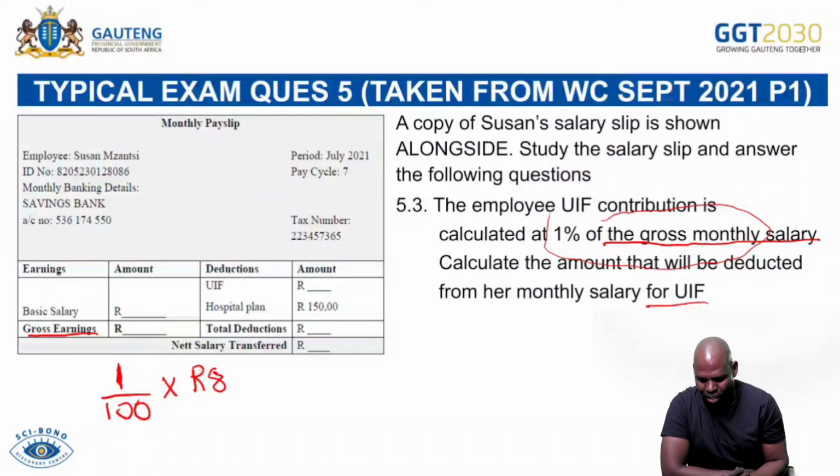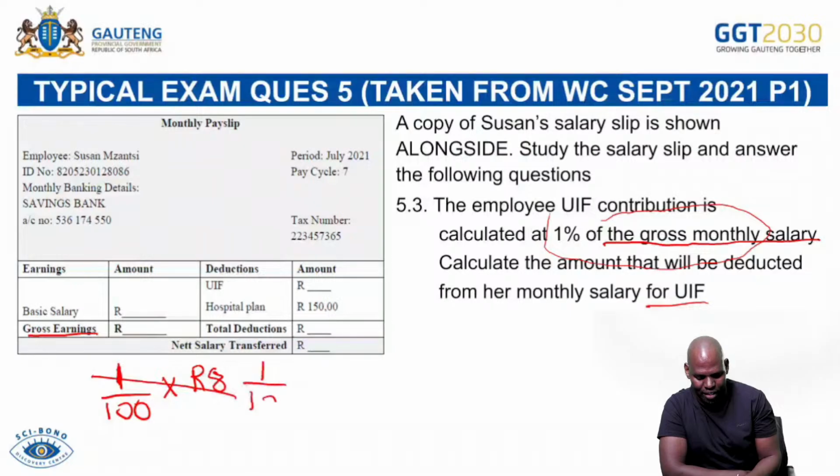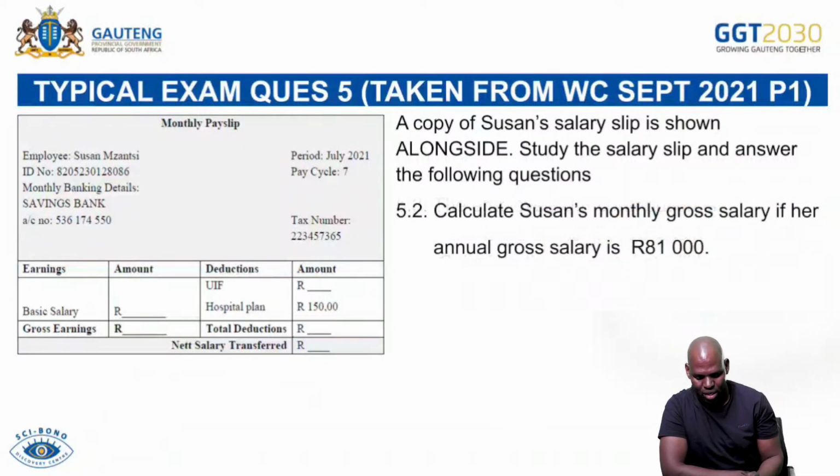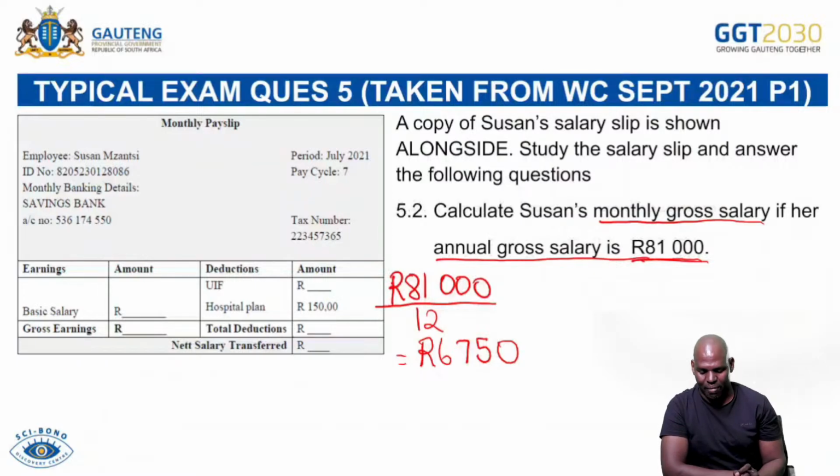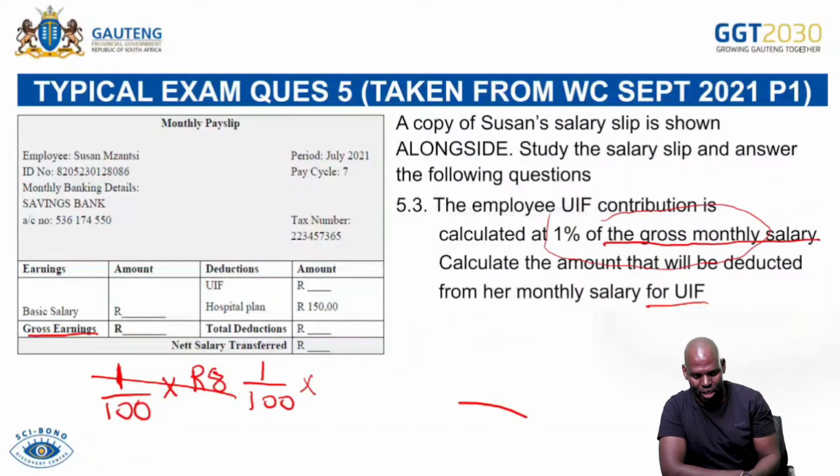Calculate the amount that will be deducted from a monthly salary for UIF. So boys and girls, this one we have to use the monthly. We said it's 1 over 100. We multiply by, if you look at the previous one, we said is 6,750, the monthly. We're not going to use the annual one, we use the monthly one. So the monthly one we said is 6,750 rand. So if we go back to our question, we'll say 1 over 100, then is 6,750.